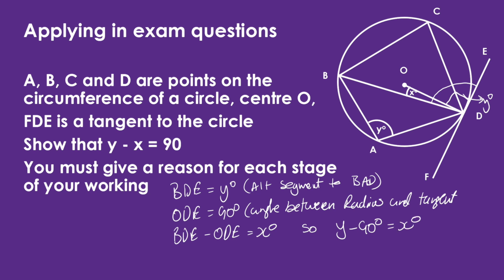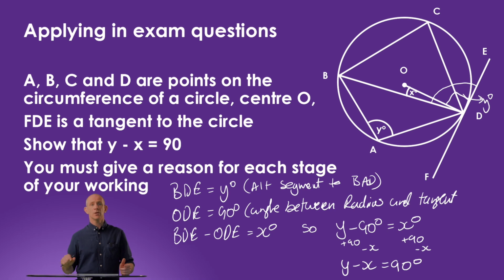If we then add 90 to both sides and subtract x from both sides, we'll get y take away x equals 90 degrees. So we've just shown that 90 equals y minus x, as per the question, and again we've shown our reasoning throughout the answer. Let's have a look at another one.